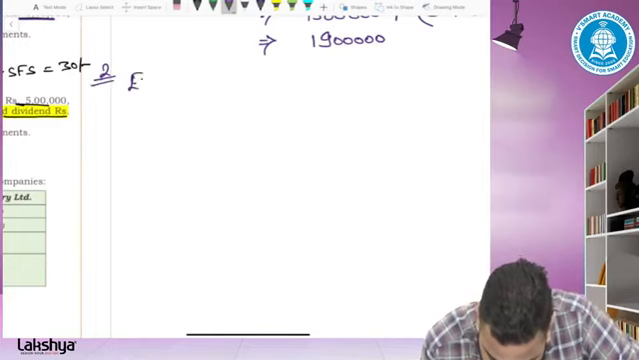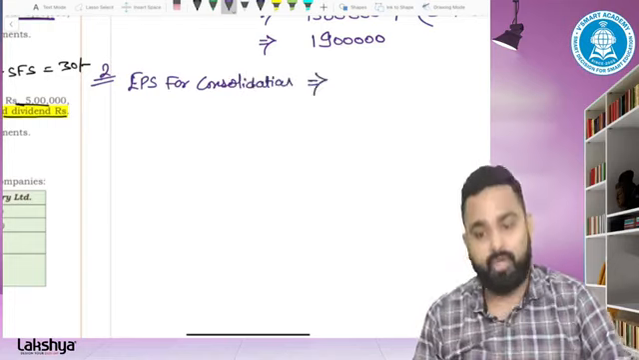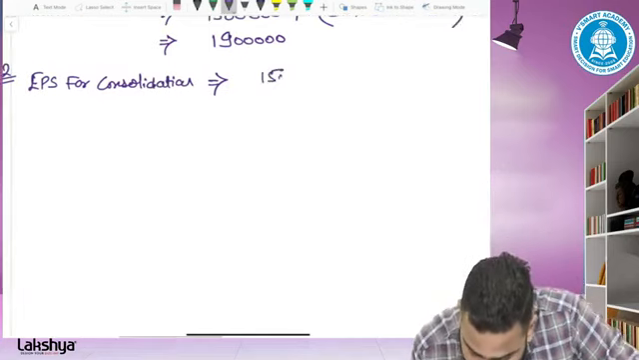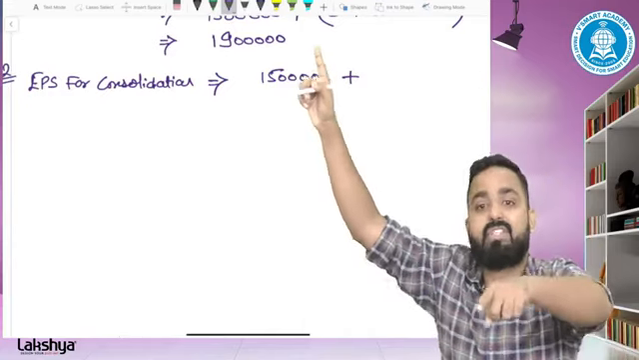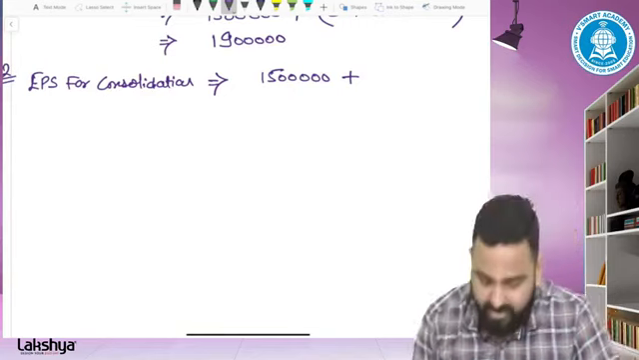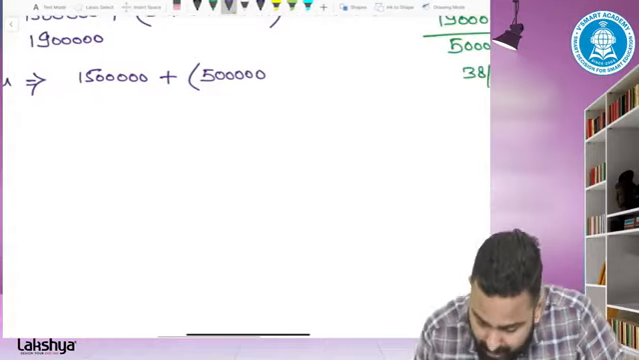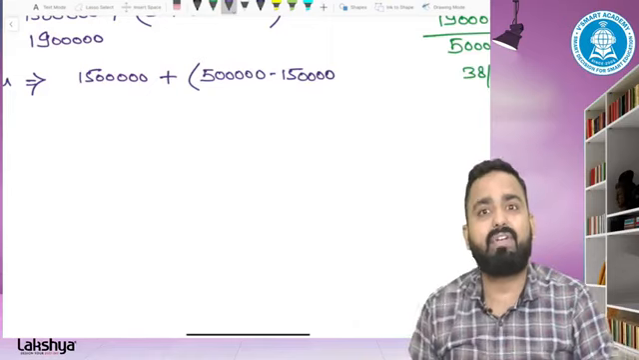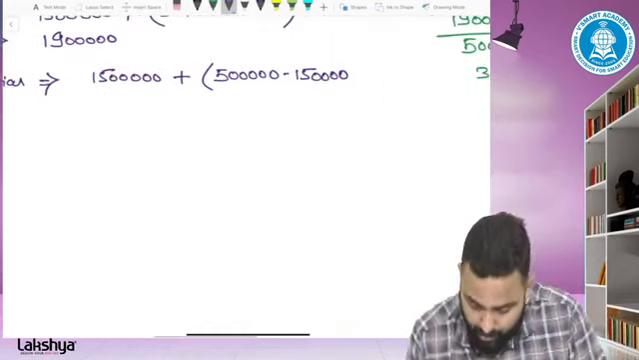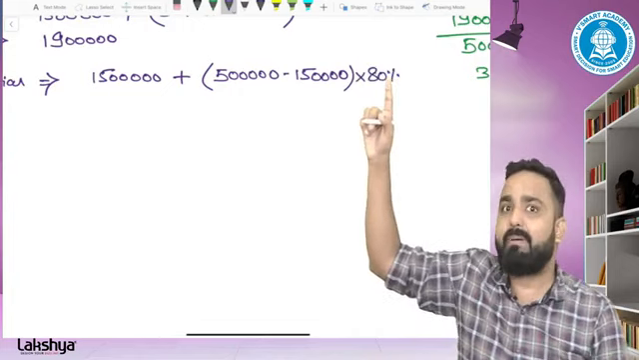So here, EPS for consolidation will be what? See, we already have 15 lakh of earning, and this 15 lakh of earning must consist of 1,20,000 dividend income already received from the subsidiary. How much profit earned by the subsidiary? 5 lakh. But out of this, the subsidiary has declared a dividend of 1,50,000, which is already received by P. So for the remaining portion, I must be eligible for 80% earning.